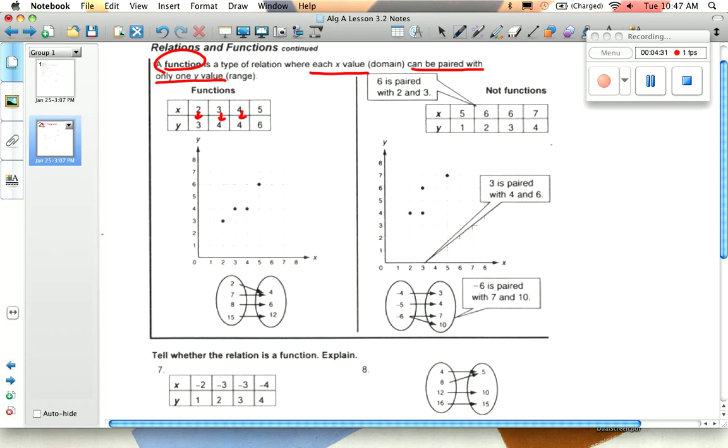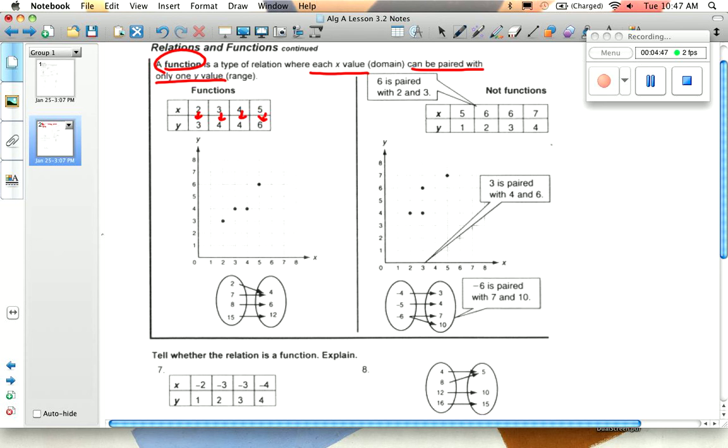No, it matters that it only has one of them. And same thing here with 5. We only have one 5 in that table, and it's paired up with 6, so it only has one y value. So in a table, that's how you would look.